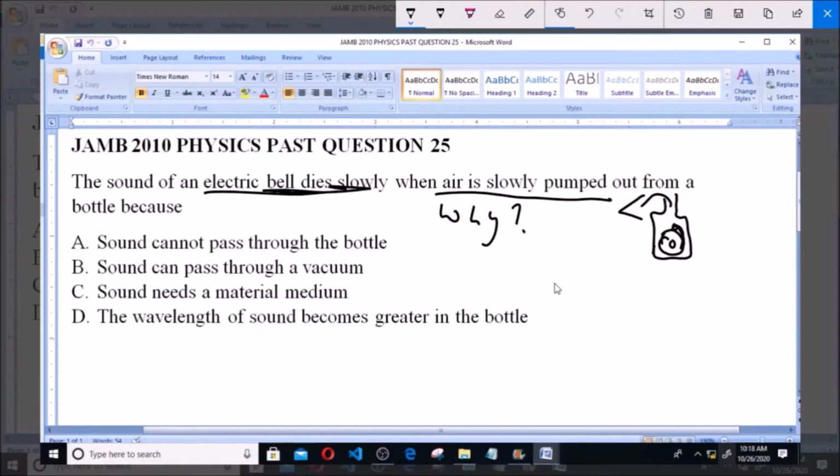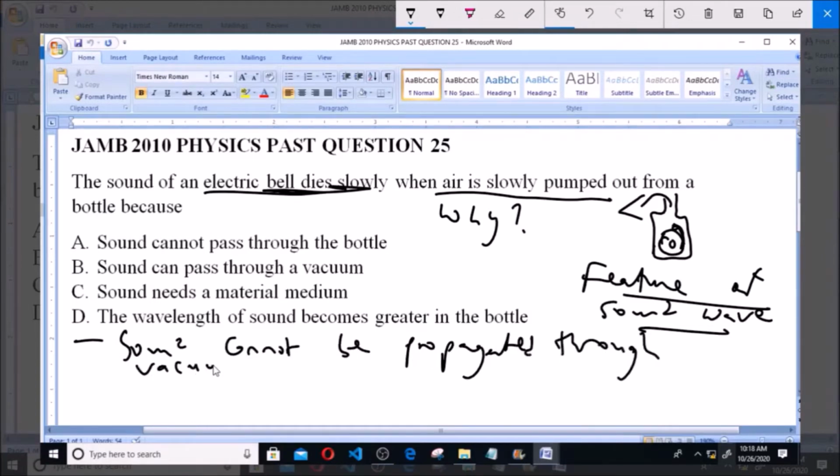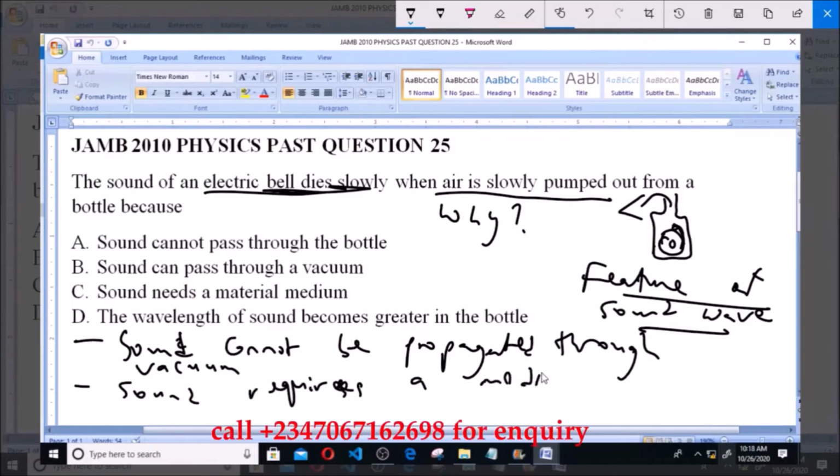Now, one key feature of sound or sound wave is that sound cannot be propagated through vacuum. Sound cannot be propagated through vacuum. Now this means that sound requires a medium of propagation.